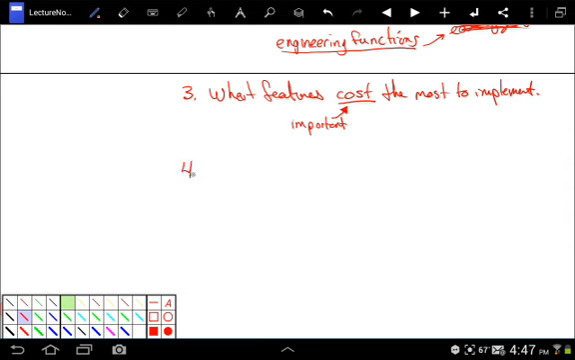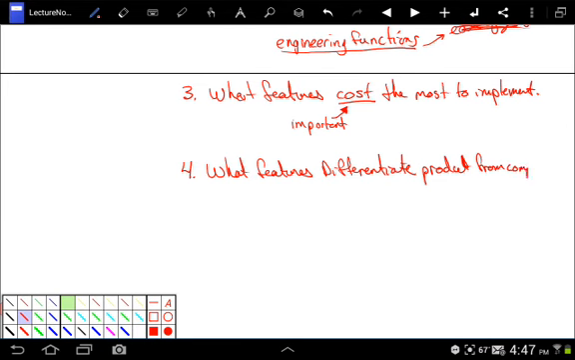4, you want to write down what features differentiate this product from competitors, right? Again, the goal here is to figure out what features are important.